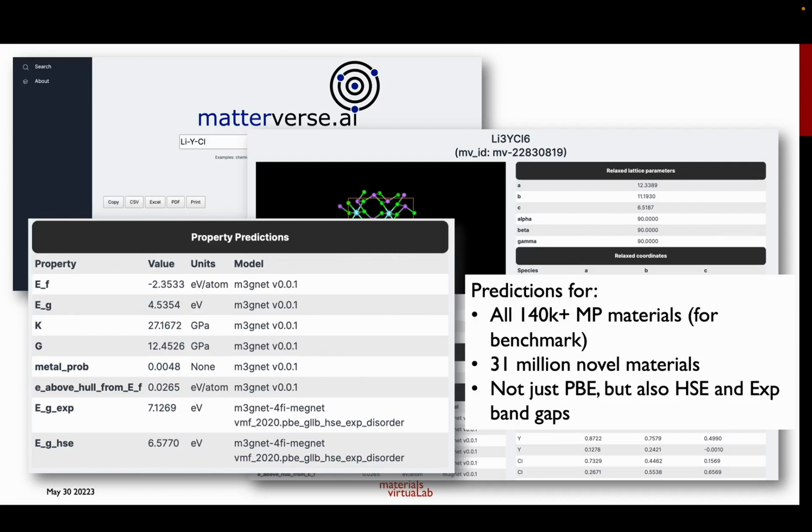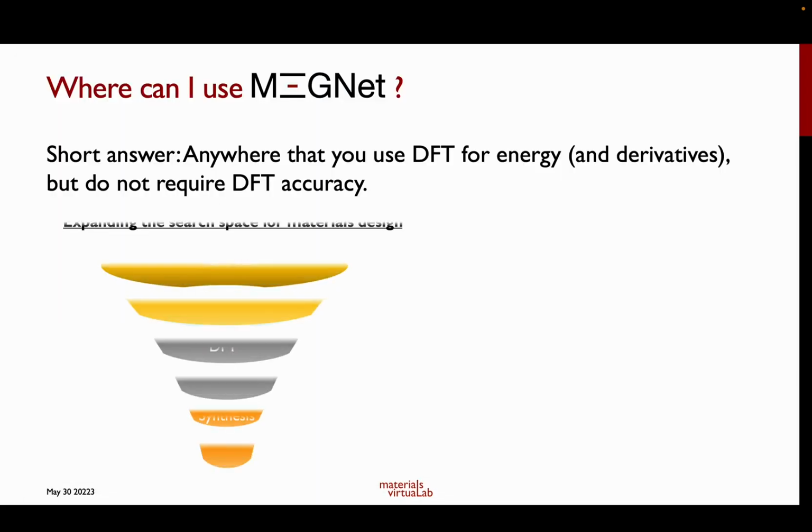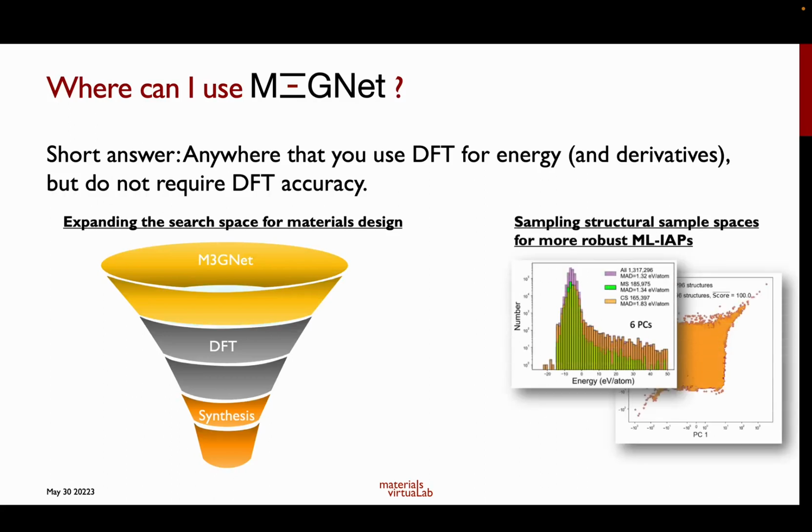We have predictions of things like the bulk and shear modulus, and we are also going to add in some thermal properties like the phonon density of states, the heat capacities, the thermal conductivity, and so on and so forth, okay? All right. Now, where can you use M3GNet?